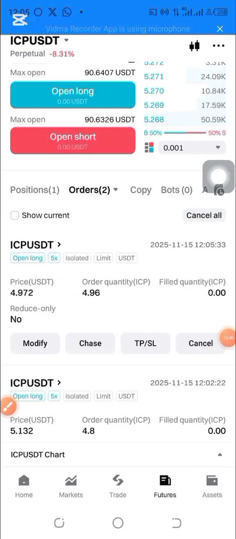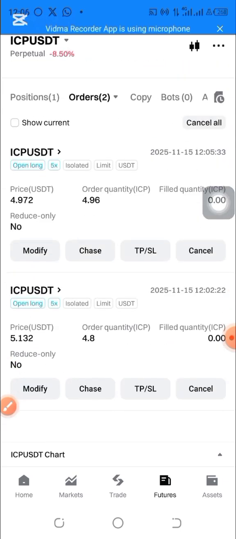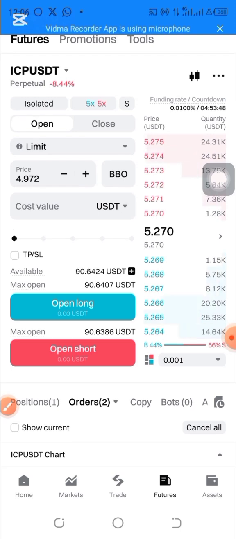So this is very simple, guys. I spent the first $5 when ICP was around $5.3. The remaining $10 I have split to be triggered once the price of this ICP comes down to 5.132. I will spend the next $5, and in case the market keeps coming down, I will still spend the next $5 here at 4.972. By doing that, I have dollar cost averaged into this ICP at 3 different intervals. That is what dollar cost averaging simply means. Maybe in future or in spot trading, that is how to dollar cost average into your trade.